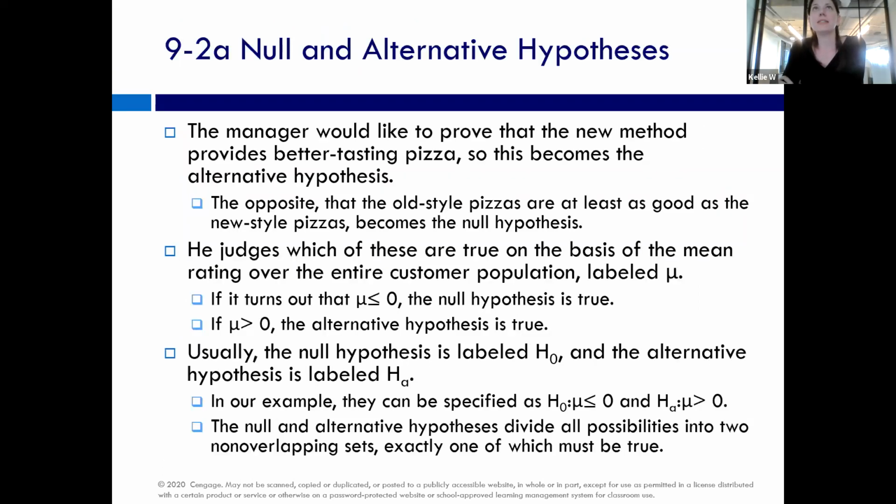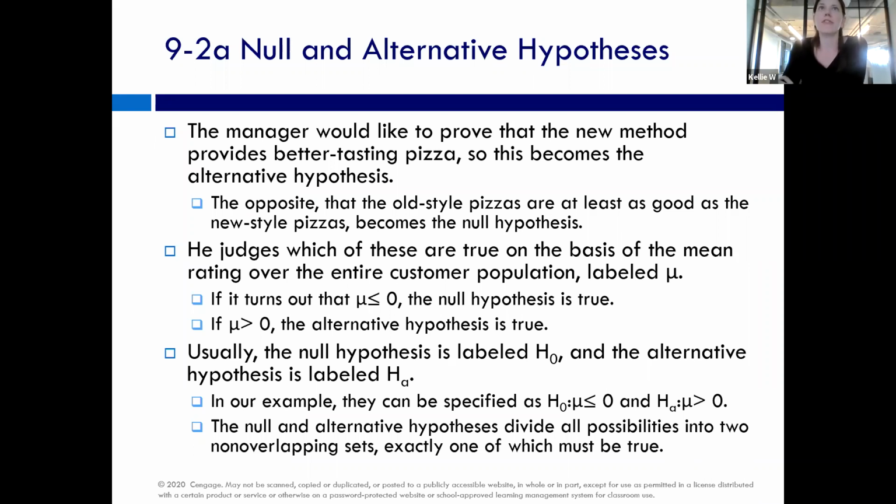So for hypothesis testing, we would say that the null hypothesis is that they're the same, that the new pizza is not better tasting. And our alternative hypothesis would be that the new method makes a better tasting pizza. So now we need to judge whether or not our alternative hypothesis is true. And we will use the mean rating over the entire customer population. So we'll call that mu, like we usually do for means.